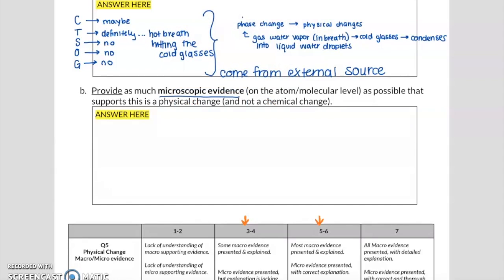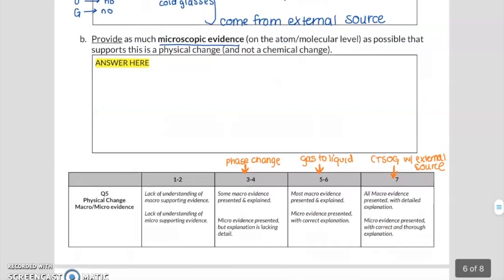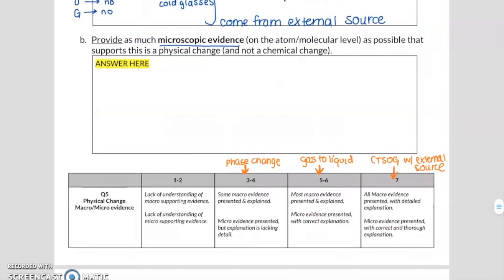Recognizing that there are those changes present, but that they don't really count because they're external sources, that would be a 7. And for part B, the microscopic evidence. First and foremost, you need to recognize that there is no new substance being formed.